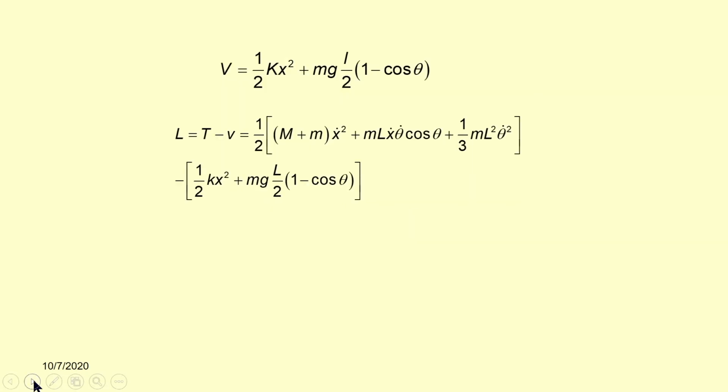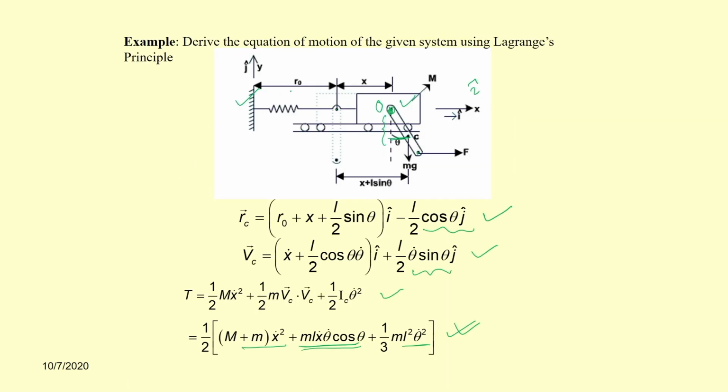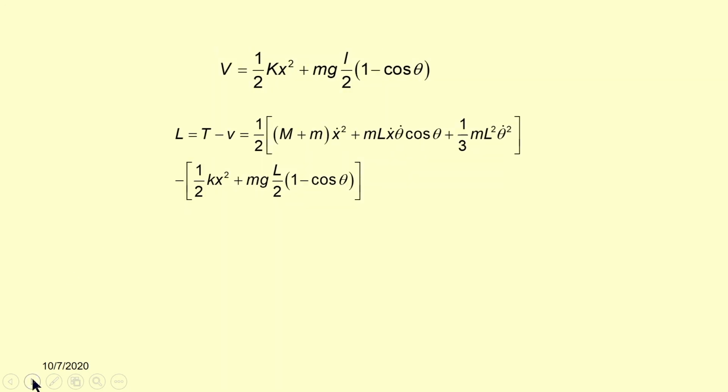Now potential energy. We have a spring here, and the spring is having a displacement of x. Let us take the stiffness of the spring as k. In that case it will be half k x square, and as the position of the mass is changing by L by 2 into 1 minus cos theta, the potential energy of the system is V equal to half k x square plus mg L by 2 into 1 minus cos theta.